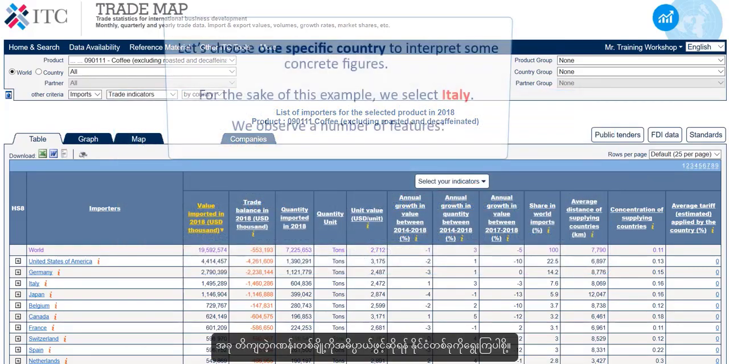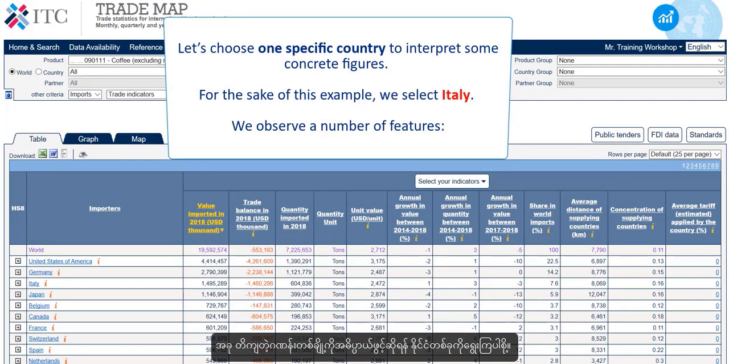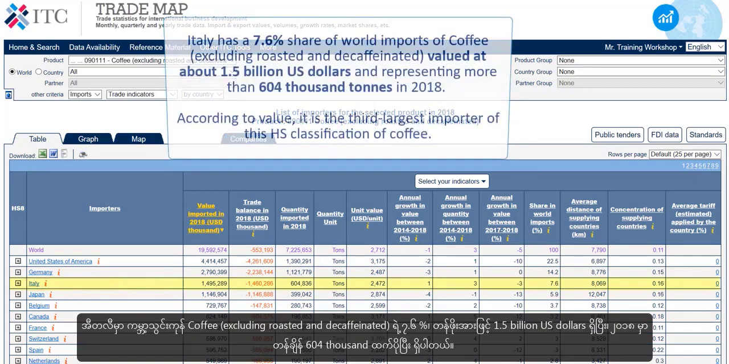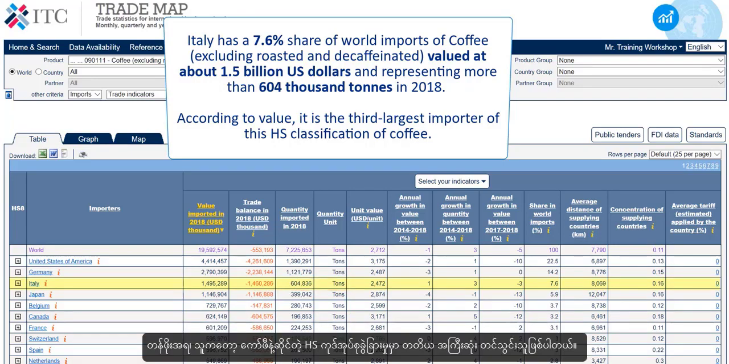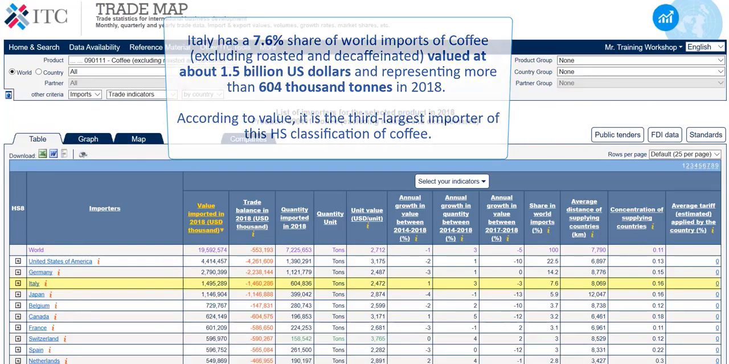Now let's choose one specific country to interpret some concrete figures. For the sake of this example, we select Italy. We observe a number of features. Italy has a 7.6% share of world imports of coffee, excluding roasted and decaffeinated, valued at about $1.5 billion and representing more than 604,000 tons in 2018. According to value, it is the third largest importer of this HS classification of coffee.